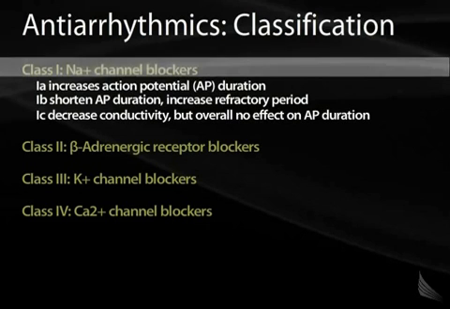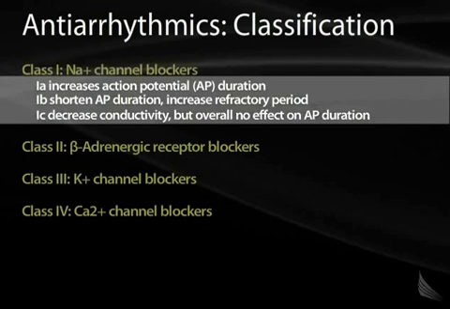For example, class 1 antiarrhythmics are all sodium channel blockers. Class 1A work by increasing action potential duration. Class 1B actually shorten action potential duration but increase the refractory period. Class 1C decrease conductivity but do not have an effect on the action potential duration in general. Therefore, class 1A, 1B, and 1C are all different in their ability to prevent and stop arrhythmias.